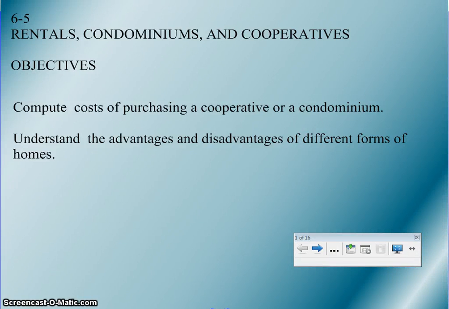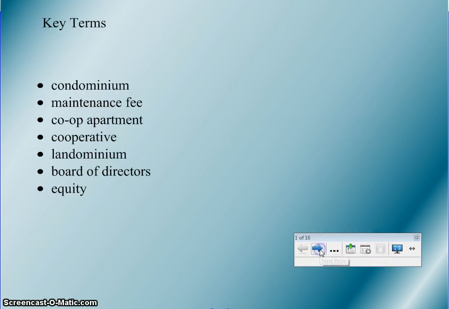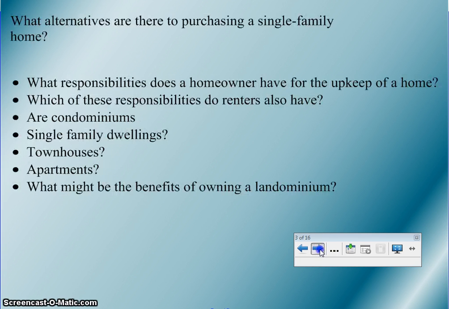All right, let's go ahead and get started with the last chapter for Unit 6 under Rentals, Condominiums, and Cooperatives. Our objectives: number 1, we will compute the cost of purchasing a cooperative or a condominium. Number 2, I will understand the advantages and disadvantages of different forms of homes. Here's the vocabulary for this unit. Make sure that you've reviewed this and read through the reading for this particular chapter before starting the video.